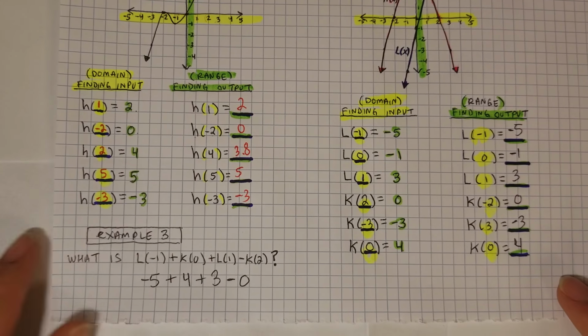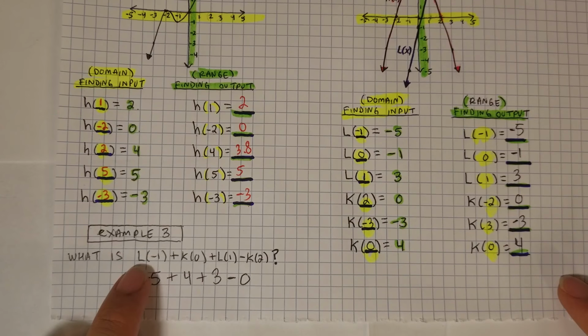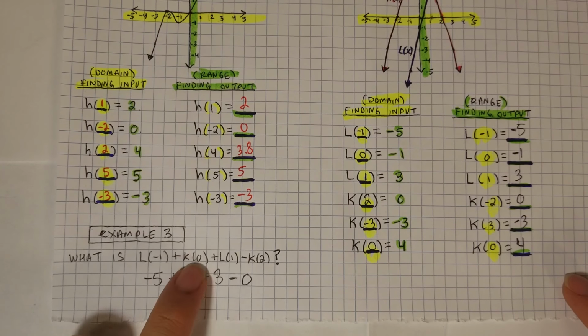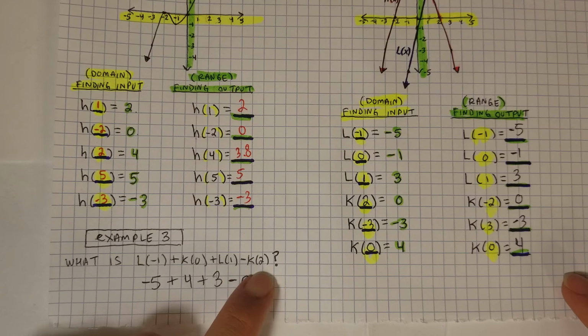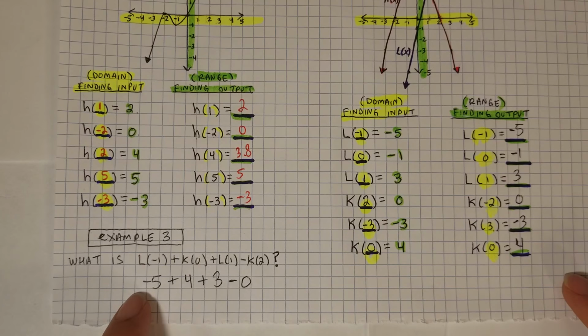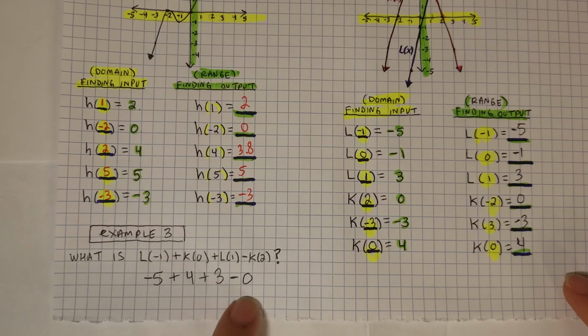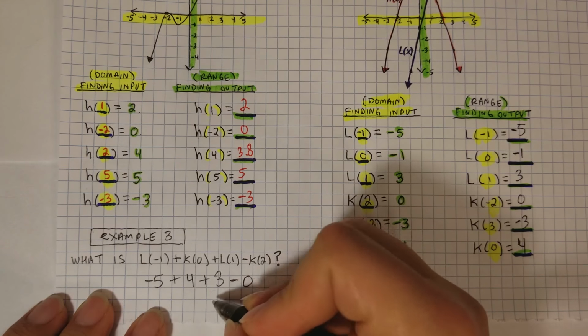So what they're actually asking you, even though it looks weird like this in function notation, is what is L evaluated at -1 plus K evaluated at 0 plus L evaluated at +1 minus K evaluated at +2? You already did all the hard work. So in other words, what they're saying is, what is -5 plus 4 plus 3 minus 0? If you evaluate that, this becomes 7 minus 5, which is 2.